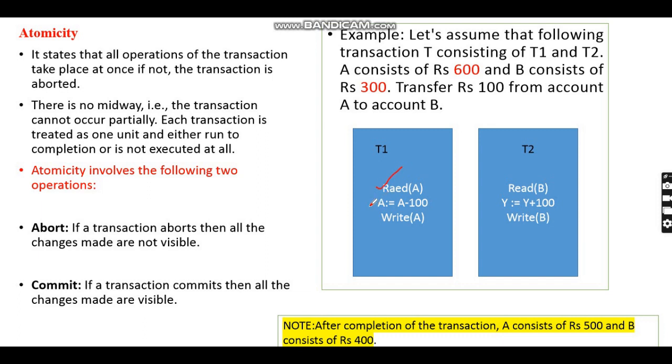So these are the instructions in this transaction. Read A, A minus 100, and write A. And here also read B, B plus 100, and write B, right? Note, after completion of the transaction, A consists of rupees 500 and B consists of rupees 400.